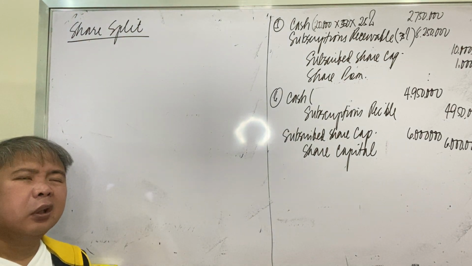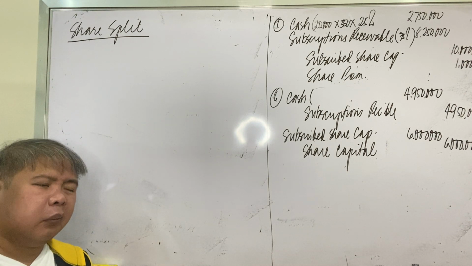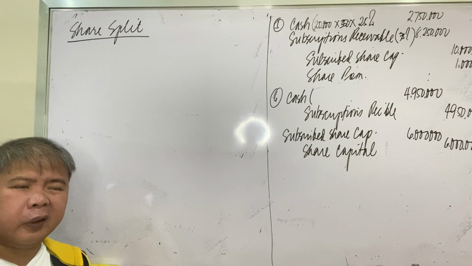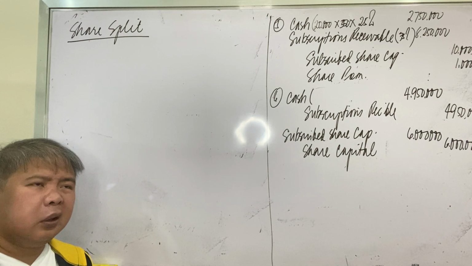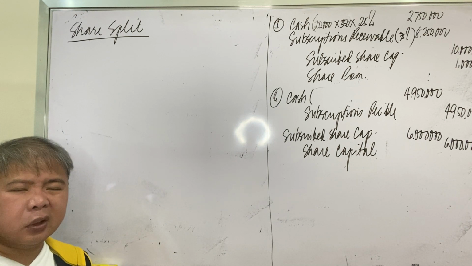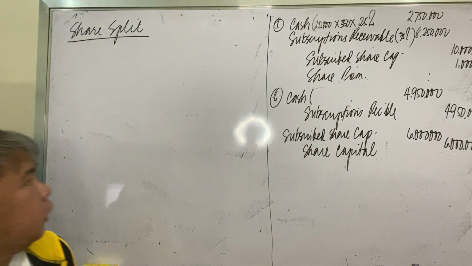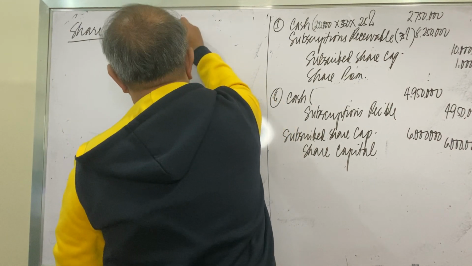We just make a memo entry. For example, a number of shares were issued in exchange for so much number of shares, the share split affected the par value of the shares and the number of shares that were issued. Okay, so that's all. So here, we record this by a memo entry.